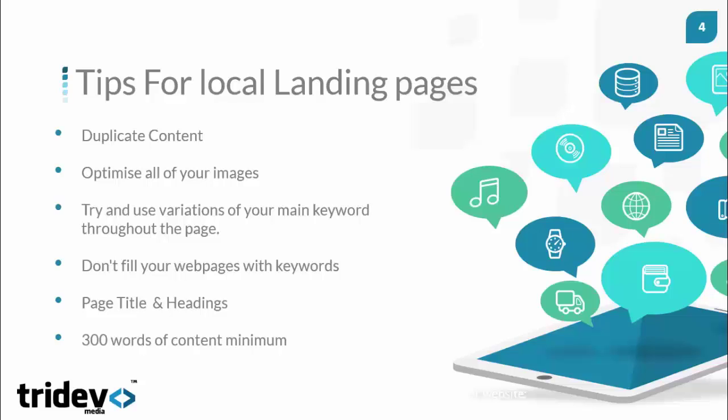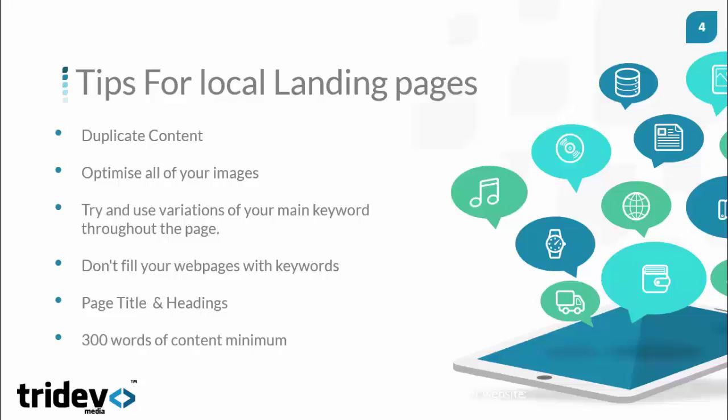Page title and headings. It's important to have your main keywords in the title of the web page, in the first heading of your web page, and then try and get variations in other headings of each page. As well as that, try and get your main keyword in the first paragraph. So if you're targeting solicitor in Bristol, try and have that in the first paragraph, as well as the page title and a heading. That gives Google as much information as it needs to rank that page in the search engines where it needs to be.